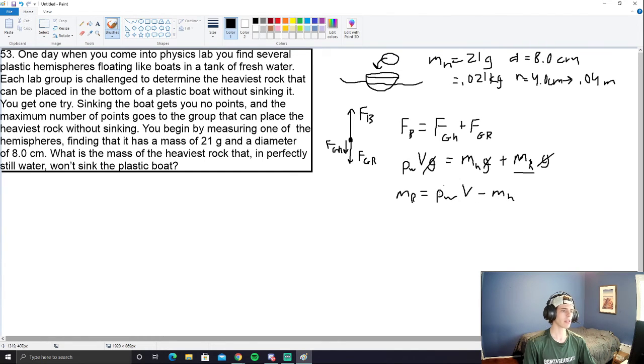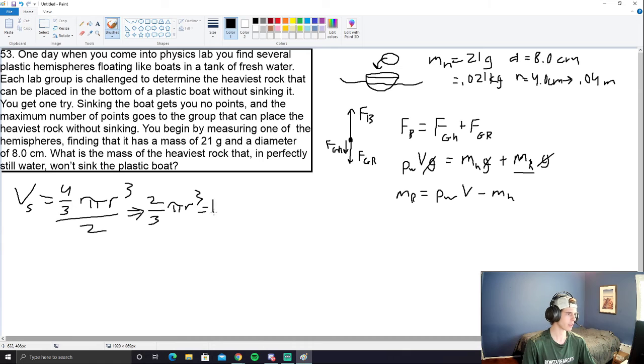So what is this volume now? Well, the volume is the hemisphere. What is the volume of a hemisphere? The volume of a sphere is 4/3 pi r cubed. So the volume of a hemisphere is just half of that, which is just 2/3 pi r cubed, and that's for the hemisphere. Oh, and by the way, density of water is just 1,000 kilograms per meter cubed.